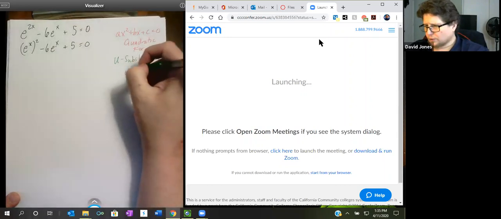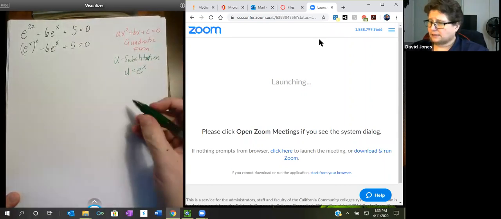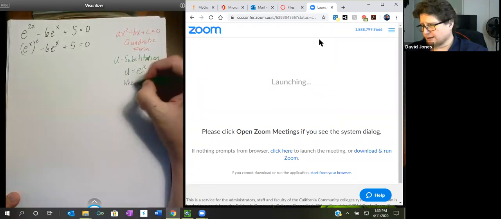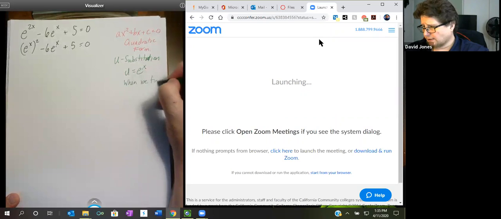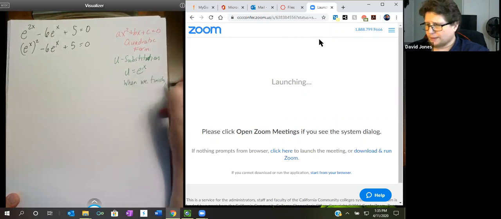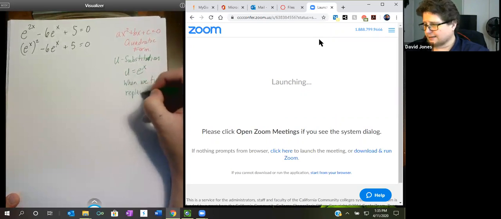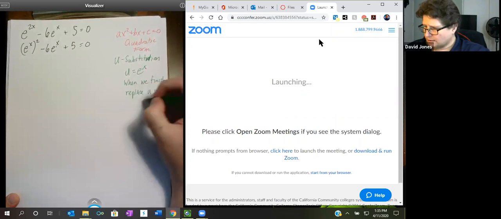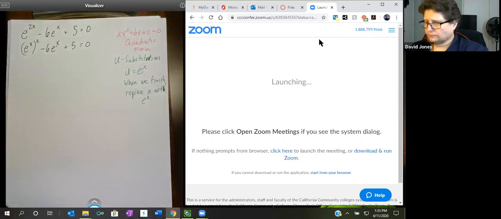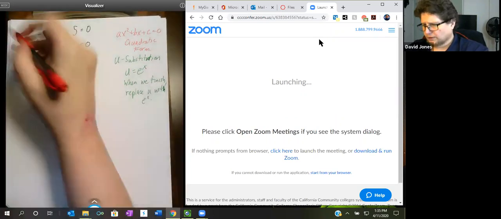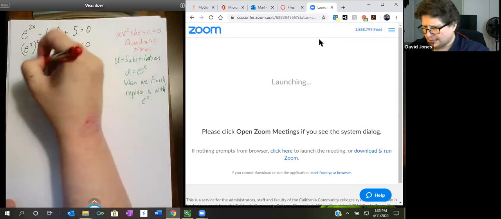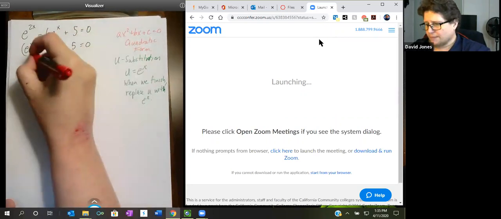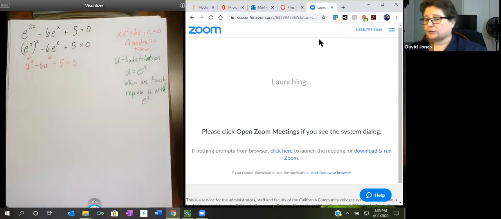Let's say u equals e to the x. If we do this, though, when we finish, replace u with e to the x. So I've got u squared minus 6u plus 5 equals 0. I'm just making the e to the x turn into a u.